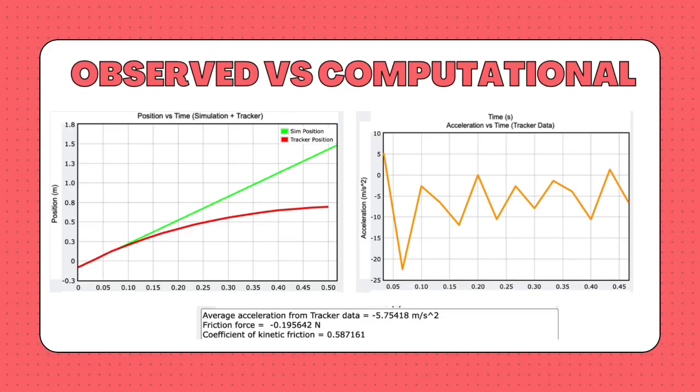So this is the observed versus the computational on the left. As you can see, the red line depicts what actually happened, and the green is the simulation. Again, at first it depicts constant velocity, but then after that it curves down due to other forces acting on it, so that there isn't constant velocity.